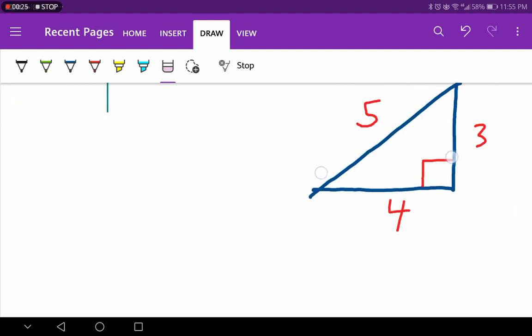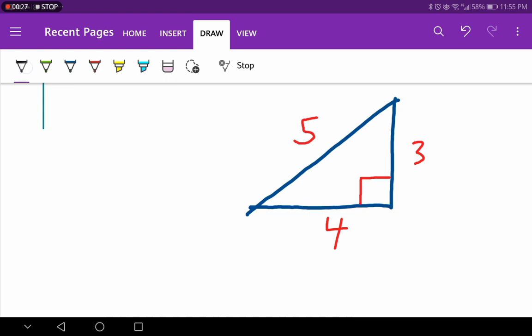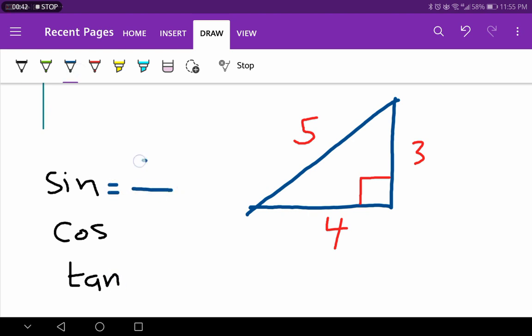Yes, you have to memorize this function. The first one is sine, and then cosine, and last tan. I know you know, my dear student, but just to remind you that sine equals opposite over hypotenuse.